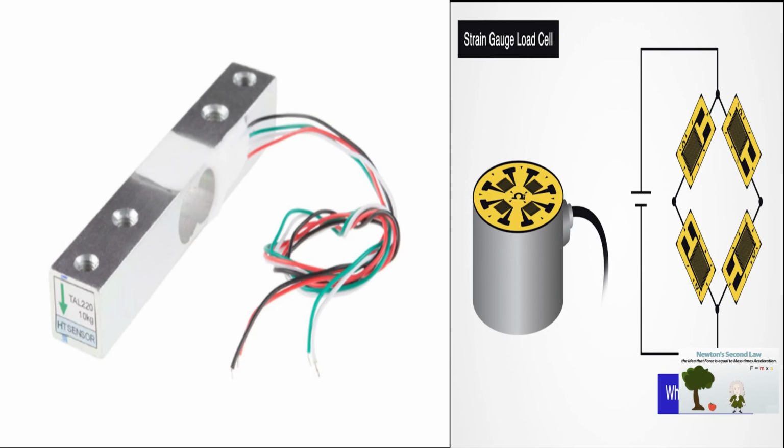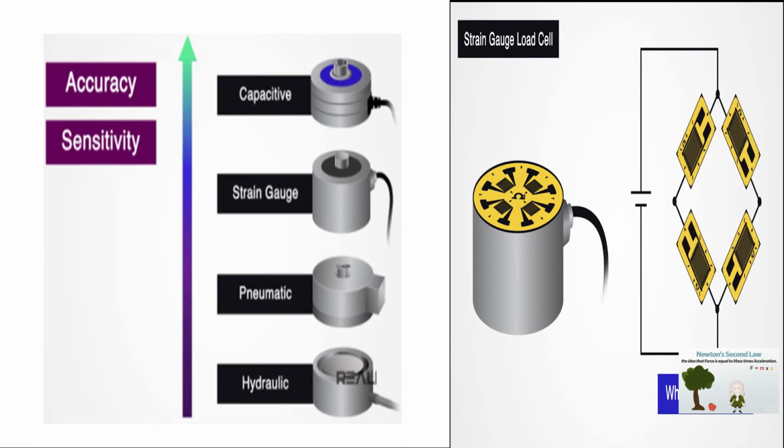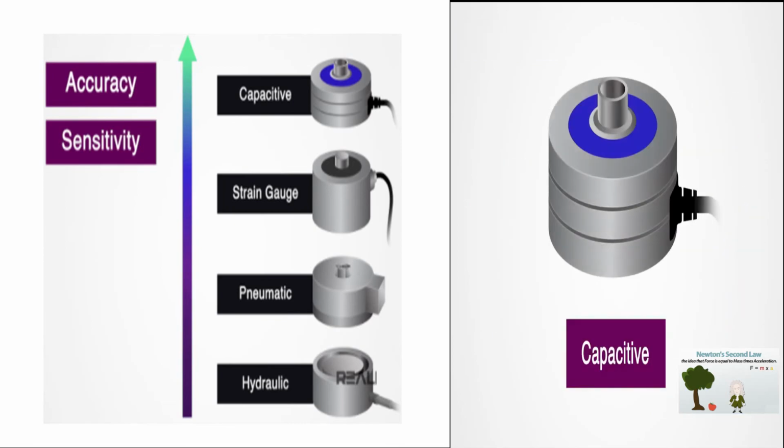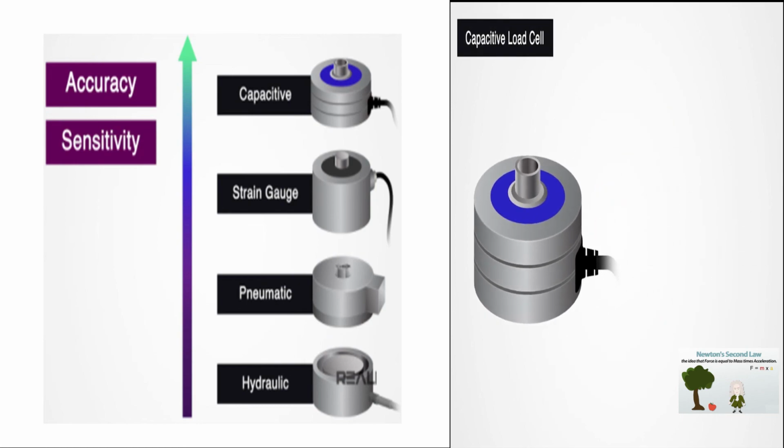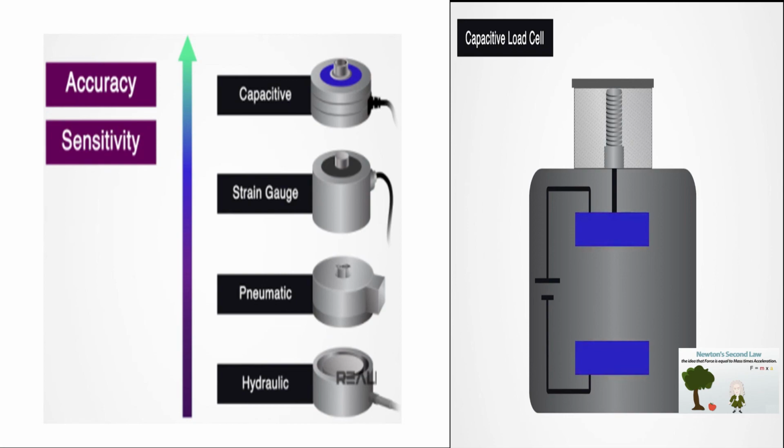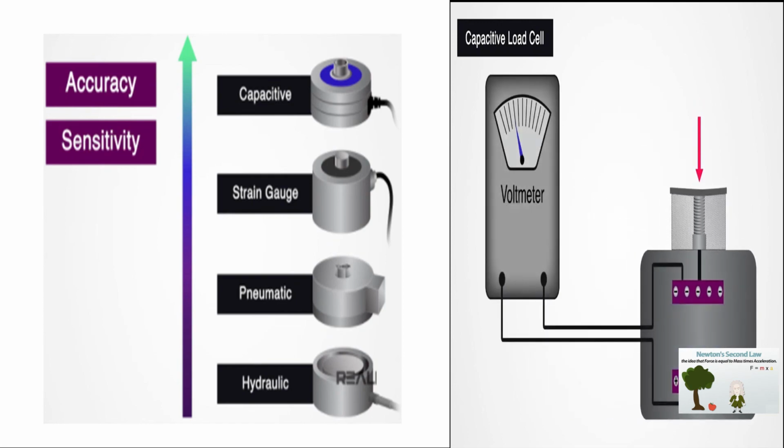Then we have strain gauge type load cell. Here is the accuracy and sensitivity for different types of load cells. Hydraulic load cell has less accuracy and sensitivity, pneumatic has more sensitivity, and out of these, capacitive load cell has the highest accuracy and sensitivity.